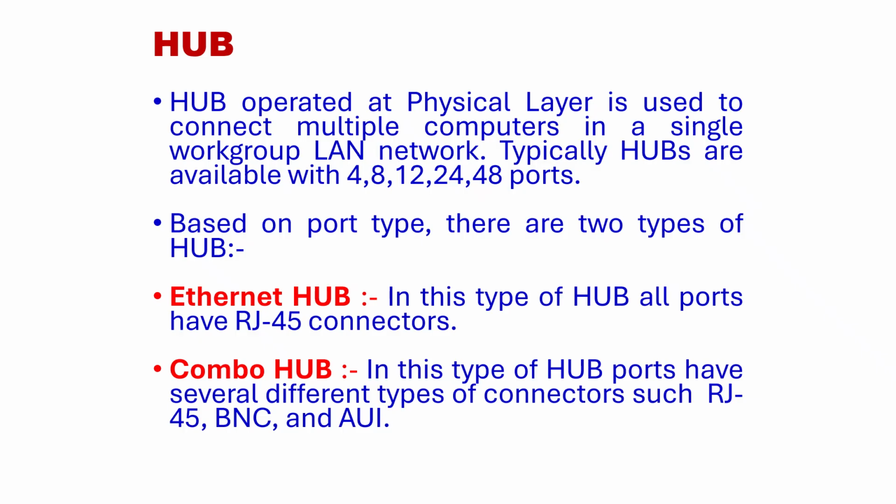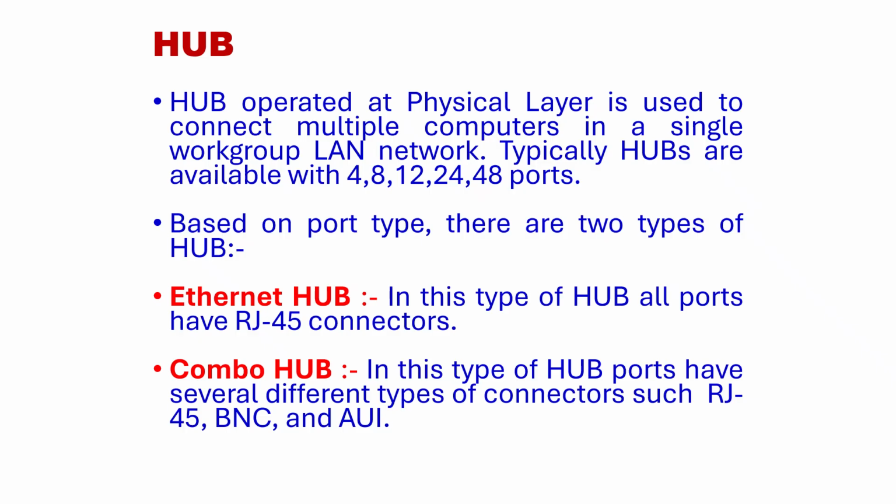So a hub operates basically at the physical layer. It is used to connect multiple computers in a single workgroup LAN network. Typically we get hubs of various sizes, like a 4 port, 8 port, 12, 24 or 48 port hub. Based on the port type, there are two different types of hubs.